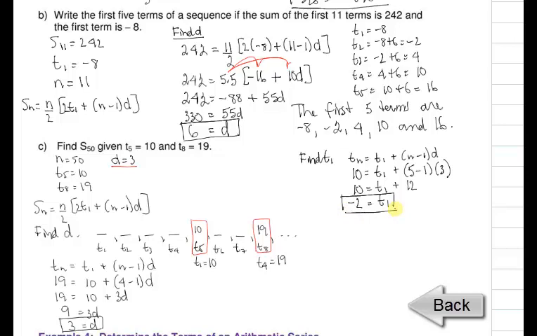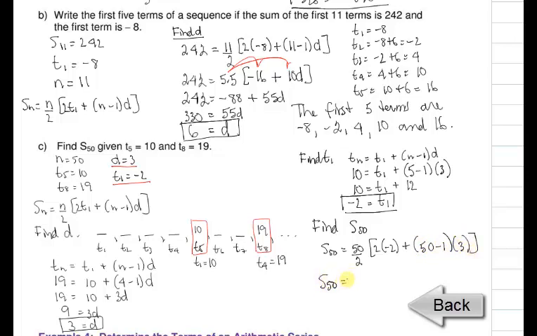So now we can find S50. We have enough information now. We know that n is 50, we know that t1 is negative 2, and we know that d is 3. So we're going to find S50 and plug that into this formula here. So we're looking for S50. That's equal to n divided by 2, so 50 divided by 2, times 2 times t1, so 2 times negative 2, plus n minus 1, which is going to be 50 minus 1 times our common difference, which is 3.